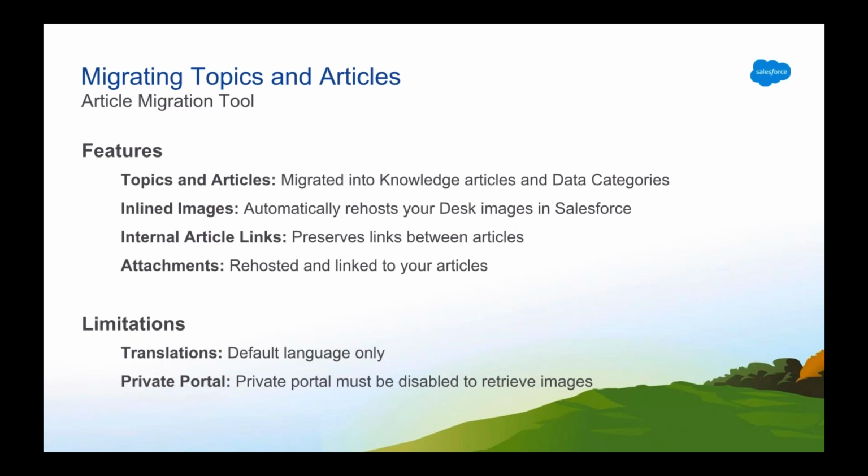And then the private portal images: you must disable your private portal for us to grab those images from your articles. We're also working on that. So if you have those limitations and have time, maybe you want to hold off on running that migration. For now, these features aren't available.